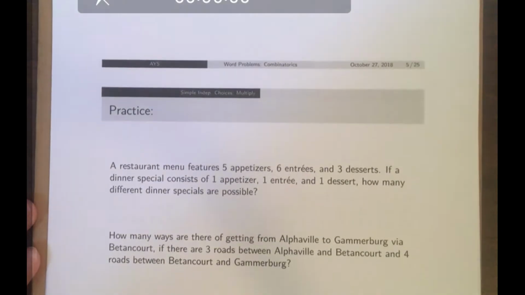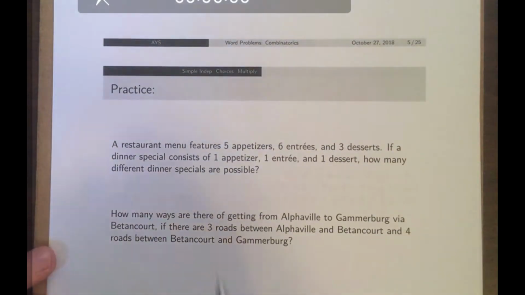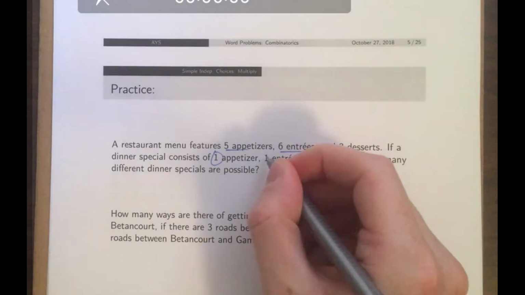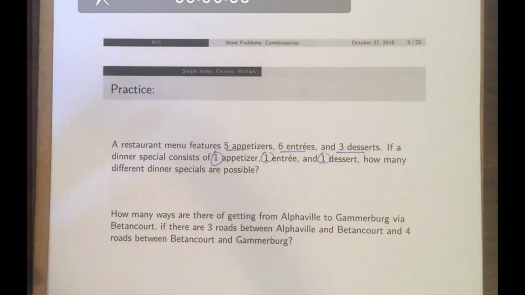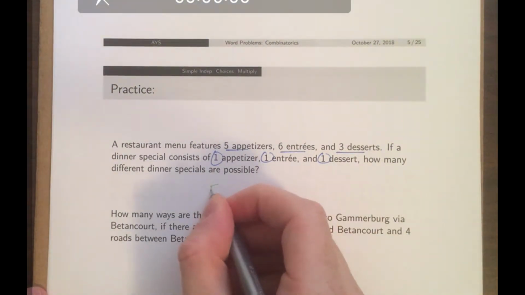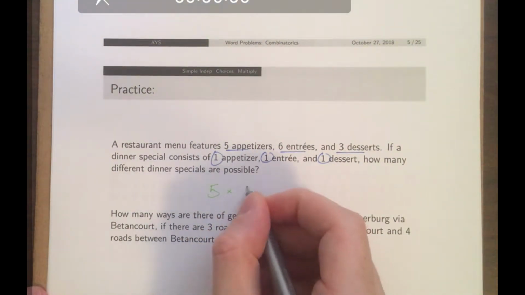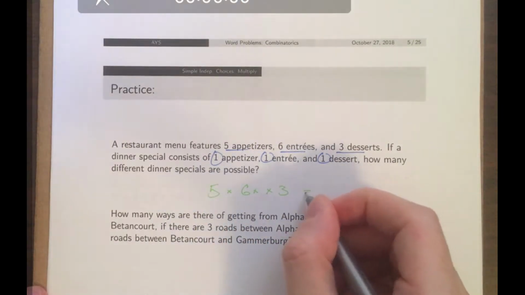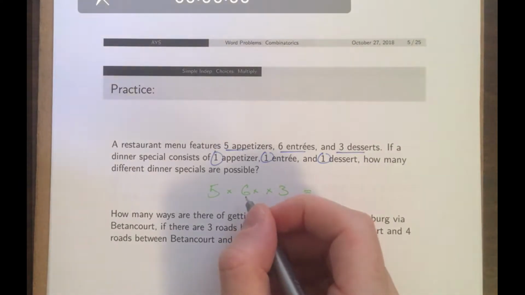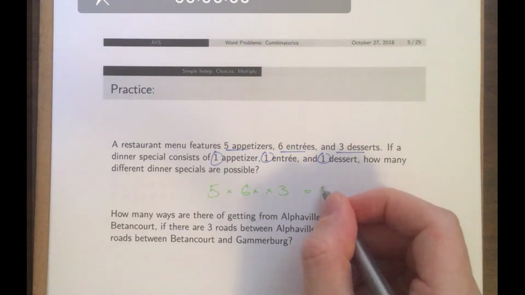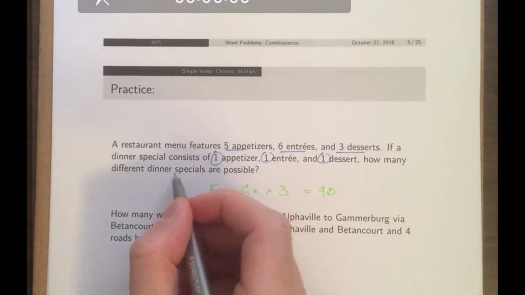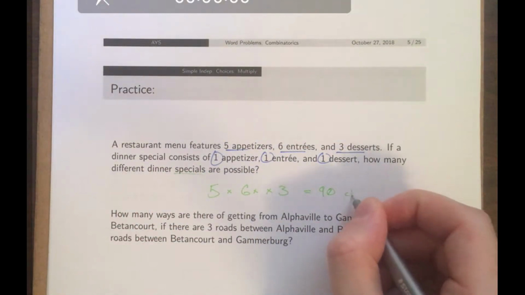We'll start with a restaurant menu that has 5 appetizers, 6 entrees, 3 desserts. I want to choose 1 appetizer, 1 entree, and 1 dessert. Let me go ahead and make my solutions in this green. So I have 5 choices for my appetizers times 6 choices for my entree times 3 choices for my dessert. 5 times 6 is 30. 30 times 3 is 90. It says how many different dinner specials. You can say 90 different specials or 90 choices.